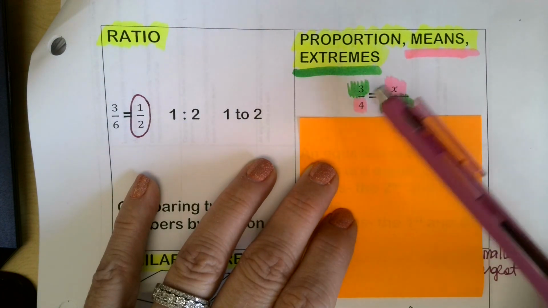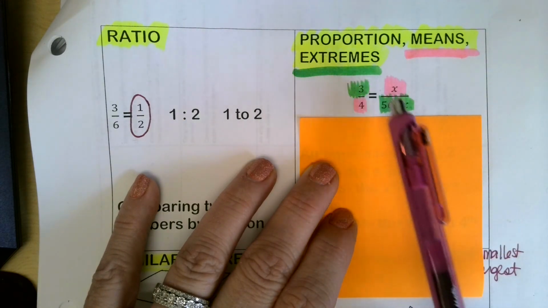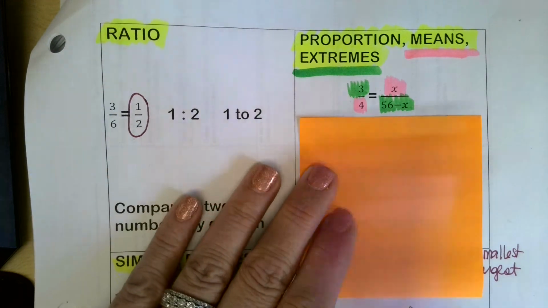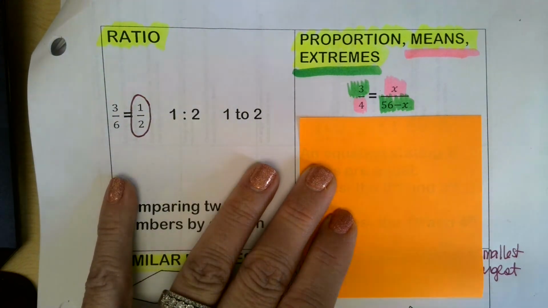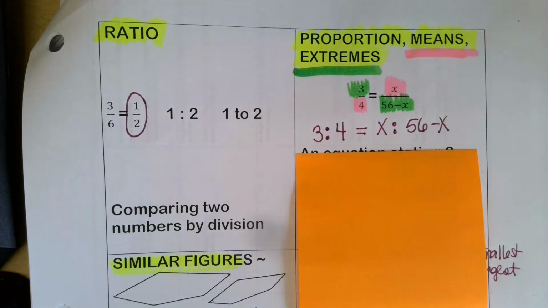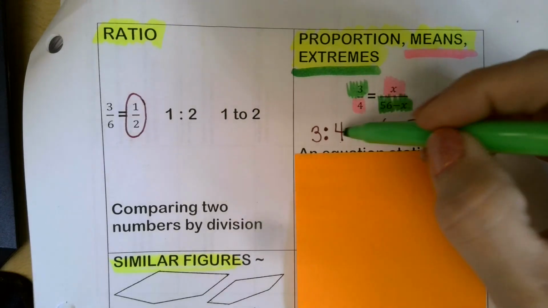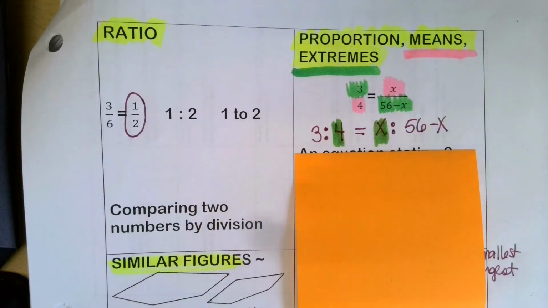Okay, so if you have a proportion, which is 2 ratios put together, the means I've got in pink are these 2 terms here. The extremes are these 2 terms here. And it's easier to see if I write this problem using the colon. So watch what happens. Okay, so if I write it this way, the means are in the middle. If this ever shows up anywhere, the means are in the middle.